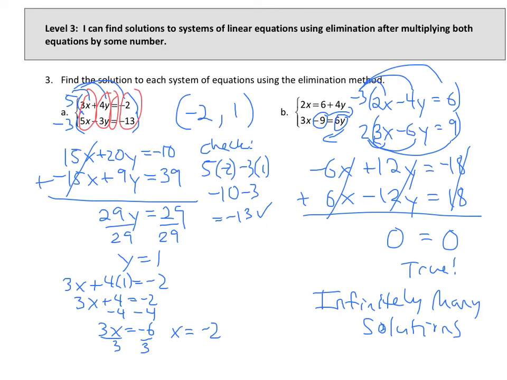And what this actually represents in a graph is these two equations are the same, represent the same line right on top of itself. So imagine if you graphed the same line right on top of itself. In how many places do the lines intersect? Well, they intersect at every single point on the lines. So there are an infinite number of points of intersection because they represent the same line. So the answer is infinitely many solutions when both sides of the equation cancel out and you get 0 equals 0.